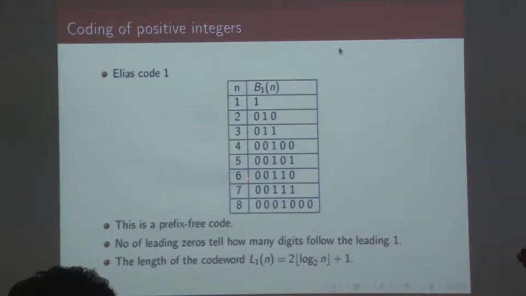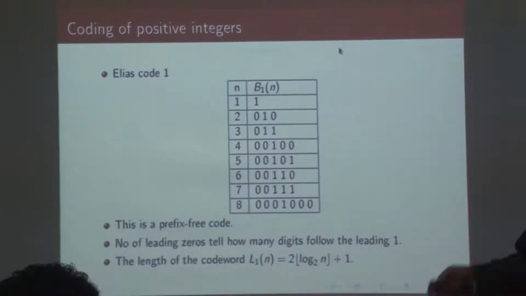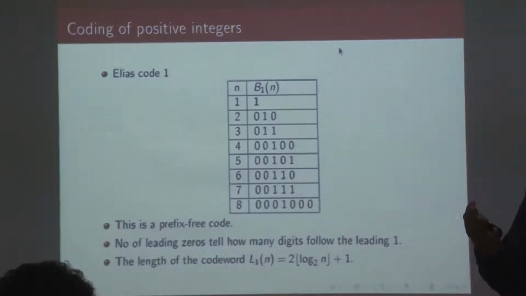Take 6. What's the binary representation of 6? 1, 1, 0. Now what's the length? 3. So you will have 2 zeros before that. So it will be 0, 0, 1, 1, 0. Look at number 8. Binary representation is 1, 0, 0, 0, 4 bits. So the leading zeros will be 4 minus 1, 3. So it will be 0, 0, 0, 1, 0, 0, 0.